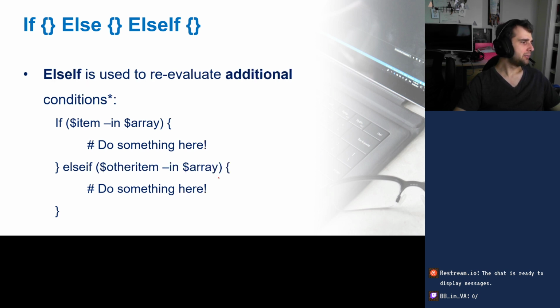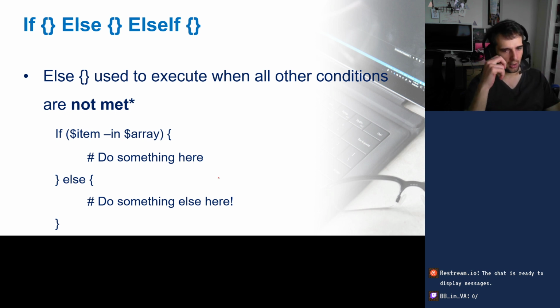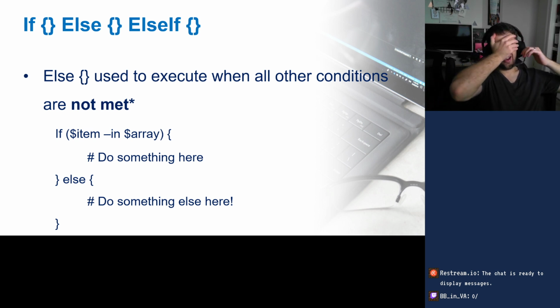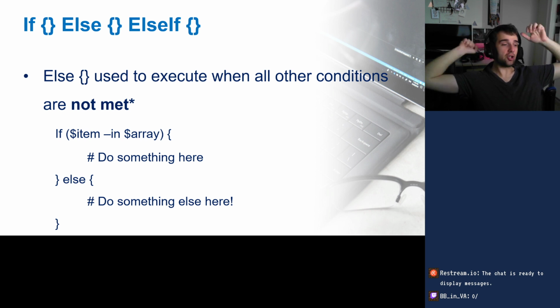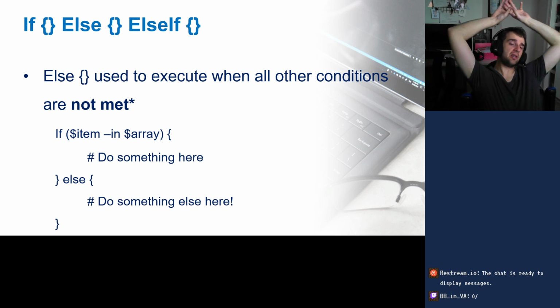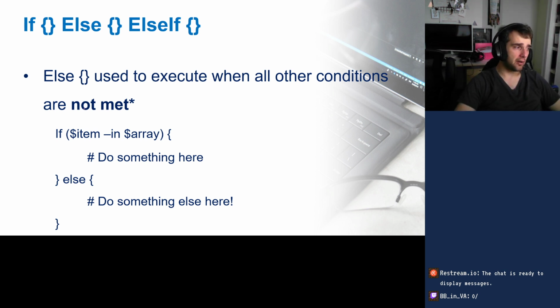The final one is else. Else is used to execute code when all other conditions are not met. I've obviously got that stuck in an asterisk. That basically means it comes after an else if. So that's not before an else if, that's after an else if.